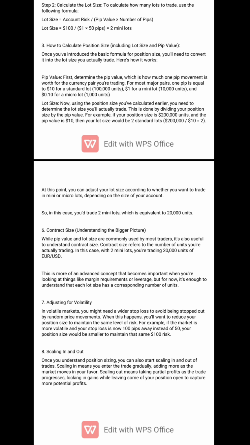Right. In volatile markets, you might need to widen your stop loss to avoid being stopped out by random price movements. When this happens, you would want to reduce your position size to maintain the same level of risk. For example, if the market is more volatile and your stop loss is now 100 pips away instead of 50 pips, your position size would be smaller to maintain the same $100 risk.